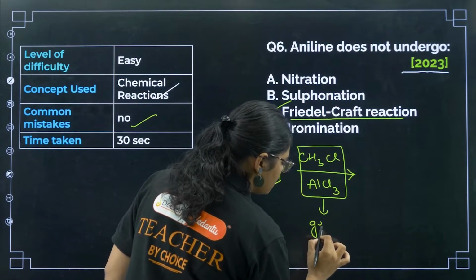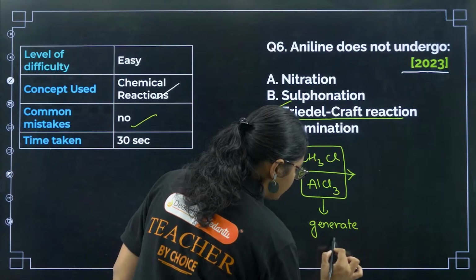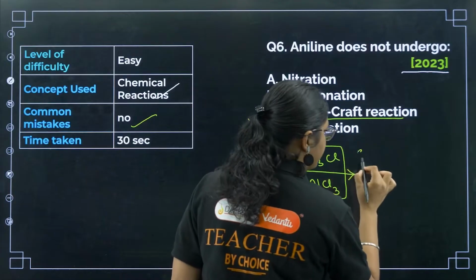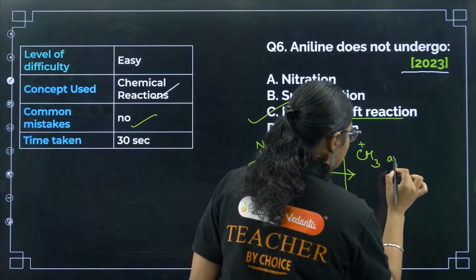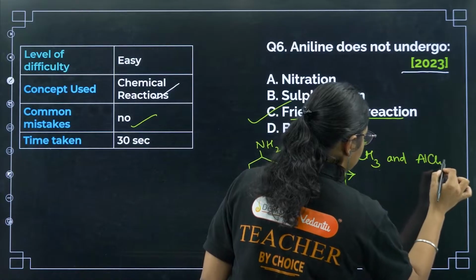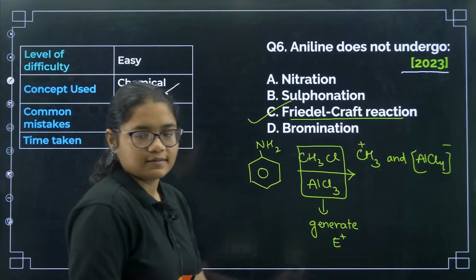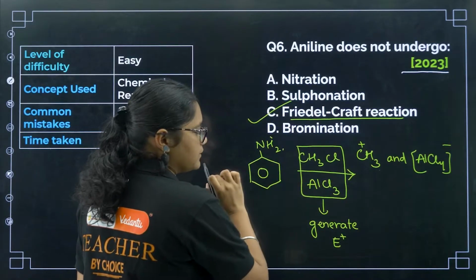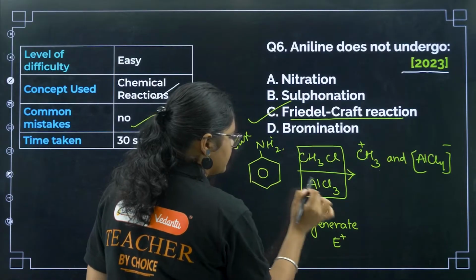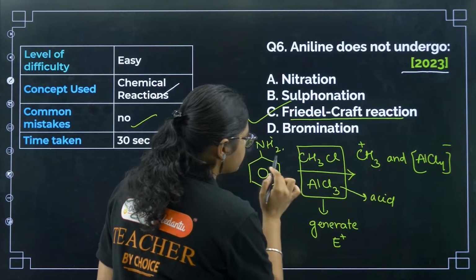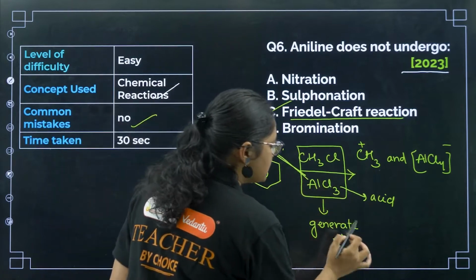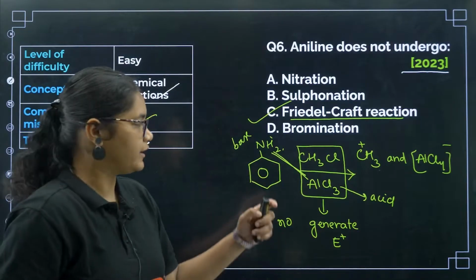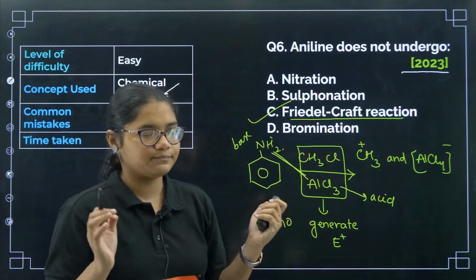They generate the electrophile. What happens? This AlCl3 takes one of the chlorines, and I get CH3+ and AlCl4-. This should be produced. Now what happens if this NH2 is there? This is acting as a base and this is acting as an acid, a Lewis acid. So these two will react, as a result of which there is no generation of the electrophile. That is why the Friedel-Crafts reaction cannot happen in the case of anilines.